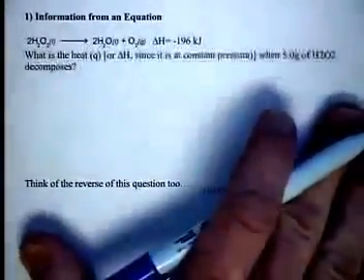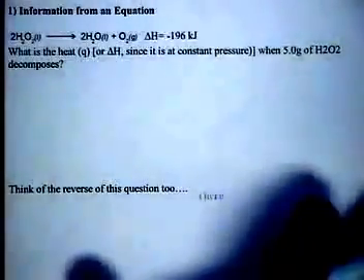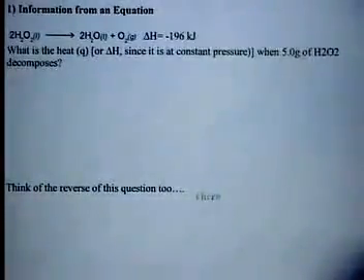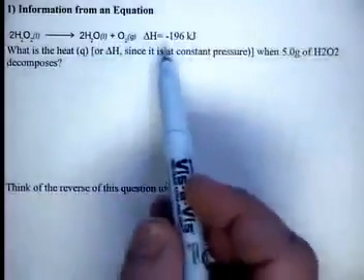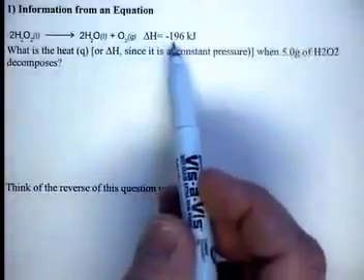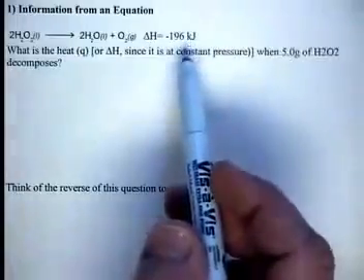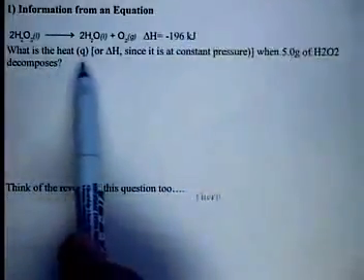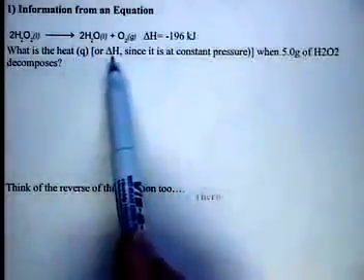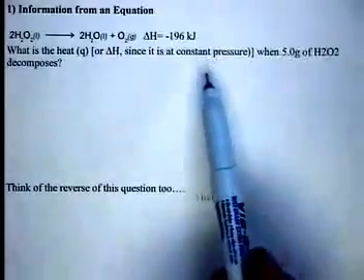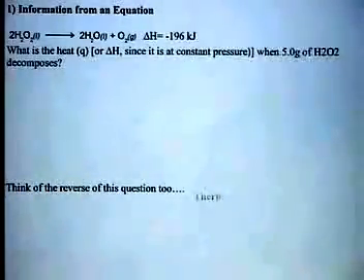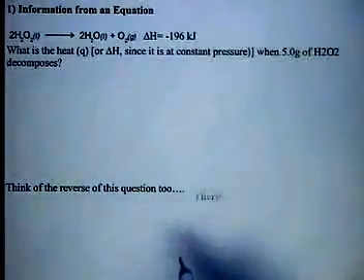Example number 1, information from an equation. Here's an equation. Hydrogen peroxide is decomposed to water and oxygen. Notice it's an exothermic process. 196 kilojoules of energy is given off. The question says, what is the heat, symbolized by the letter Q or by delta H since it happens at constant pressure, when 5 grams of hydrogen peroxide decomposes? We want to know how much energy is released when 5 grams of this substance breaks apart.